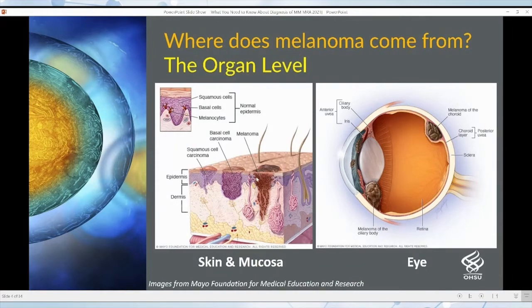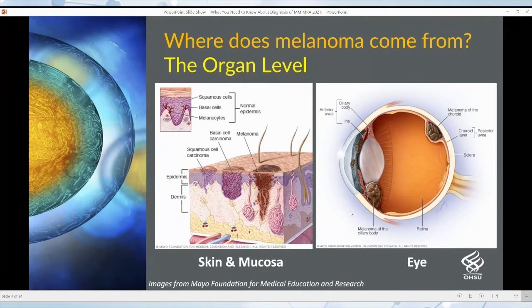And right here is a melanoma. It started as just a few melanocytes right here at the border between the epidermis and the dermis. It began to grow uncontrollably, and then it moved into the epidermis, and then started to extend down and invade into the dermis. And that is the way that a melanoma progresses in the skin and the mucosa.